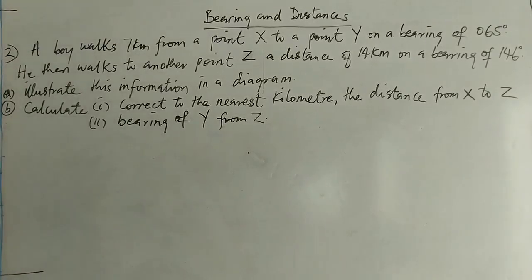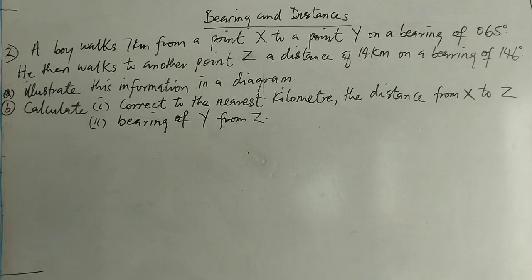The second question says, a boy walks 7 kilometers from a point X to a point Y on a bearing of 065 degrees. He then walks to another point Z, a distance of 14 kilometers, on a bearing of 146 degrees. Illustrate this information in a diagram. Calculate correct to the nearest kilometer the distance from X to Z, and calculate the bearing of Y from Z.